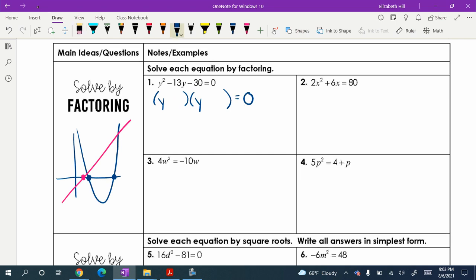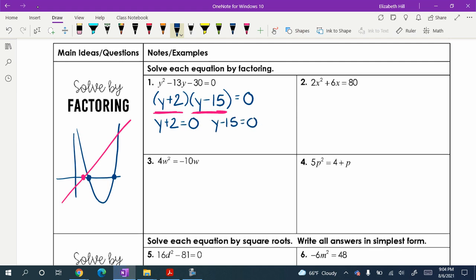But one of these factors is going to be positive and the other one's going to be negative. It looks like I'd be better suited to do -15 and +2. That will give me the -30. That will also add up to give me my -13. Now, I have factors. Factors mean multiplying. And the only way that I can get 0 when I multiply two things together is if one or both of them equal 0. So we do what's called the zero product property. We take each factor and we set it equal to 0.